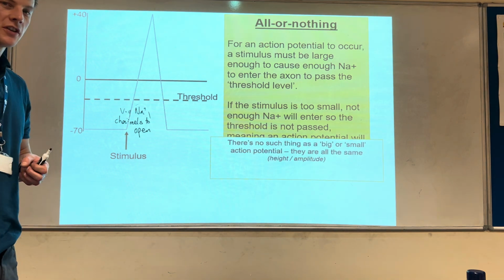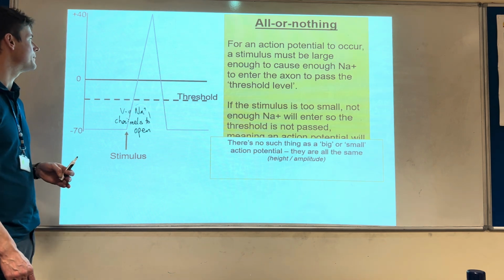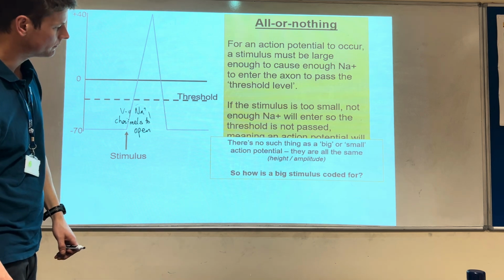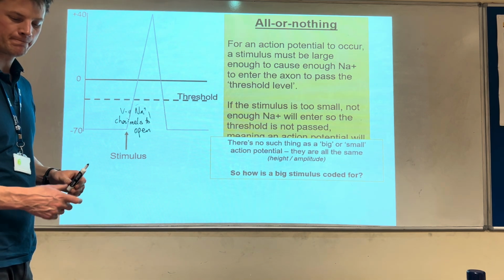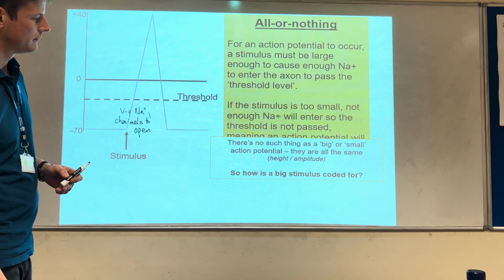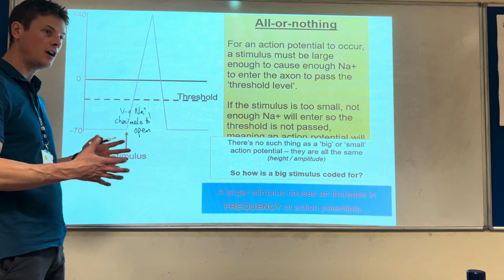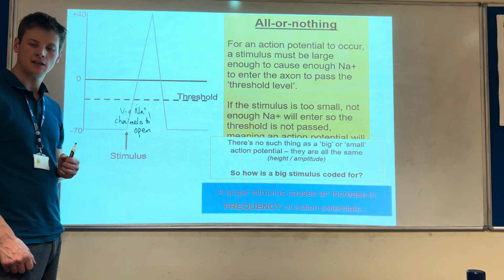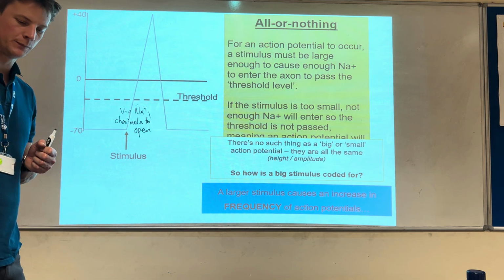So there's no such thing as a big or a small action potential. They all have exactly the same amplitude or height. How is a big stimulus coded for, therefore, then? The frequency. Okay, so a large stimulus will produce a greater frequency of action potentials which are transmitted along the membrane.